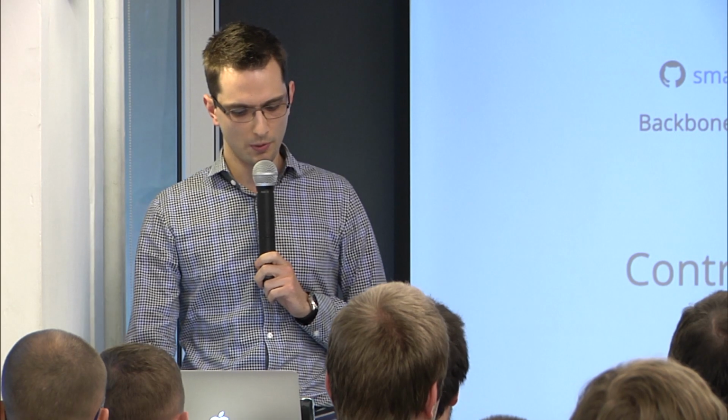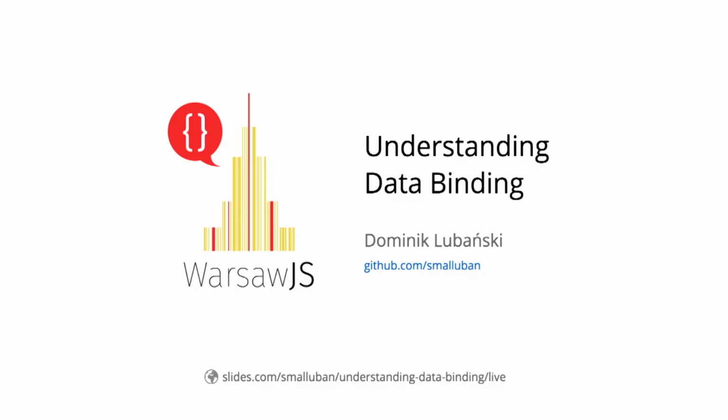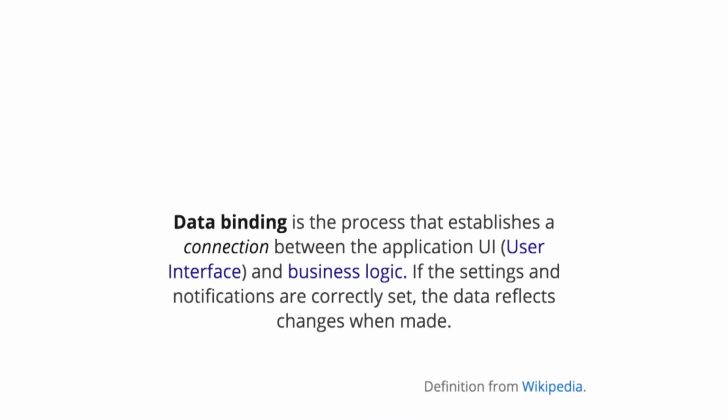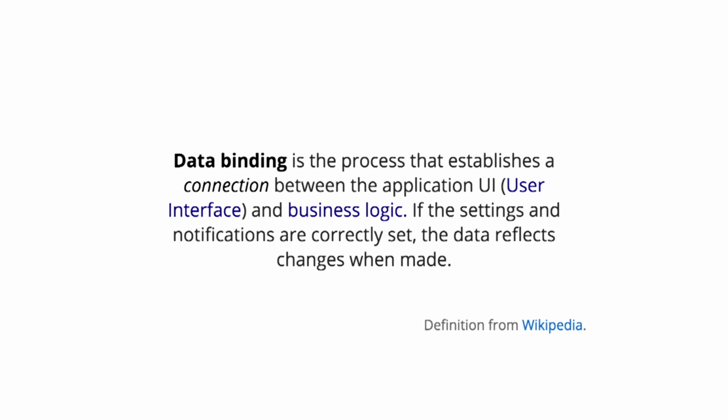So let's get back to the main topic. I will be talking about understanding data binding. First of all, we have to ask ourselves, what is data binding? So let's see the definition of this concept, of course from Wikipedia. Data binding is the process that establishes a connection between the application UI and the business logic. If the settings and notifications are correctly set, the data reflects changes when made.